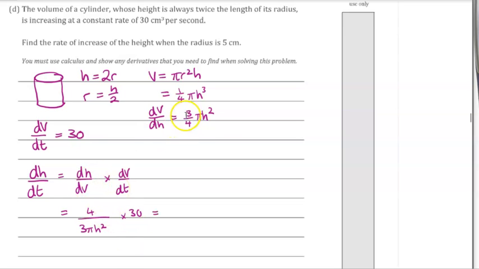Okay, so dH by dV we worked out over here. dV by dt we were given, it's 30. So that comes to 40 over pi h squared. Now, when the radius is 5, which is what we're trying to work it out for, so we want that rate when r is 5, that means h is 10, because we know that the height is twice the radius, so we can put that into this. So dH by dt at that point will then be 40 over pi times 10 squared, or 2 over 5 pi.